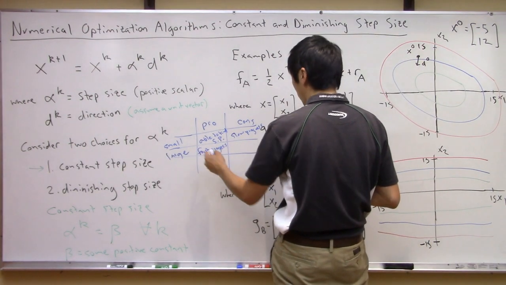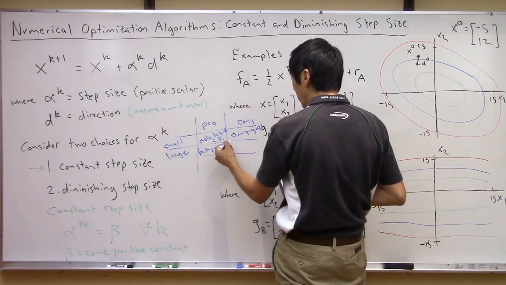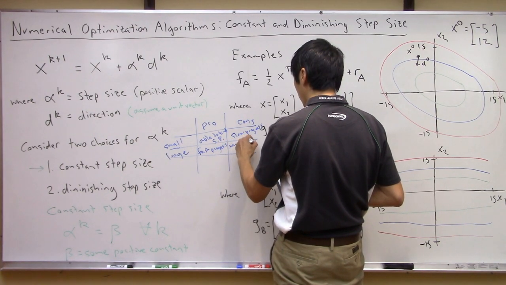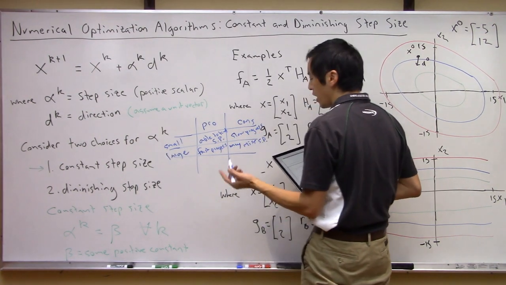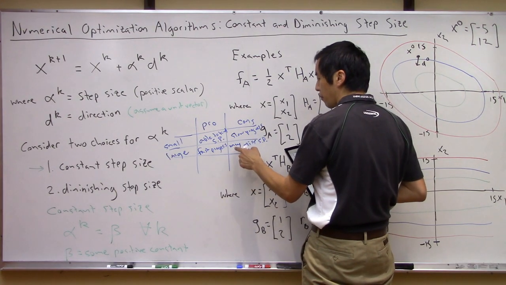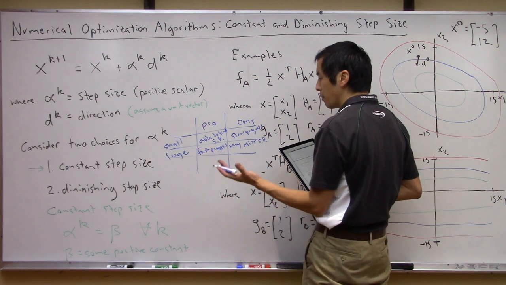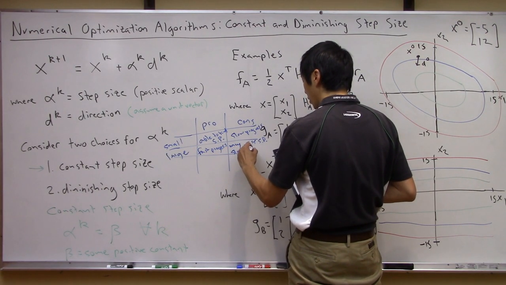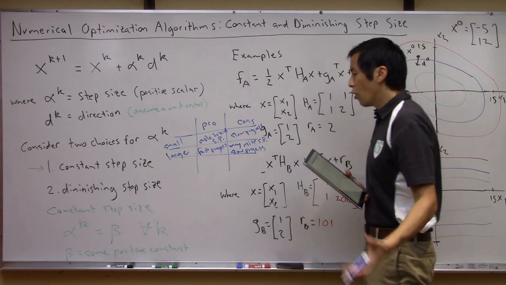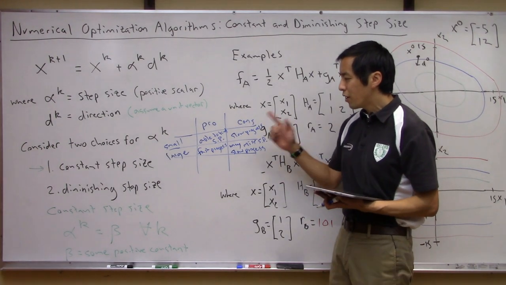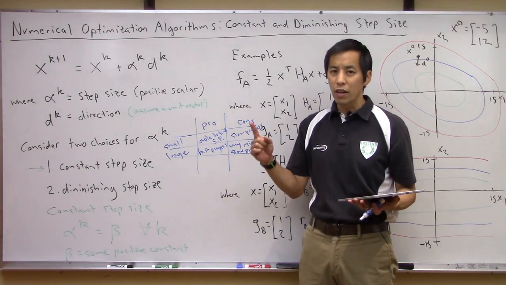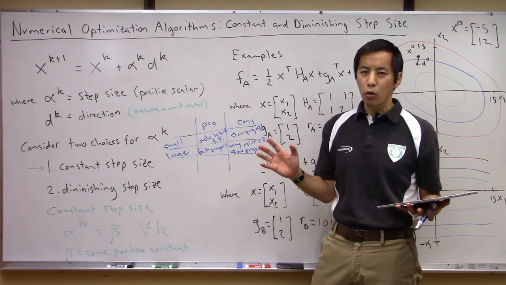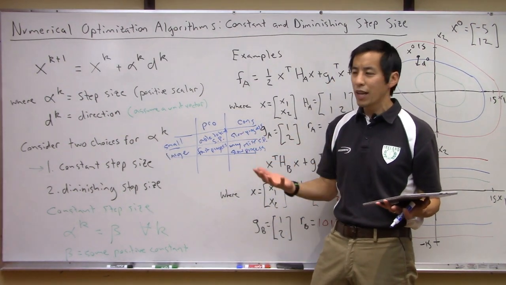The obvious con with a large step size is you might miss it completely, right? You may miss the stationary point. And even if you have a large step size, if your problem is poorly scaled, you still might have slow progress, right? So overall, while the constant step size scheme is very simple and easy to implement, it's probably got more issues than we would like, right?